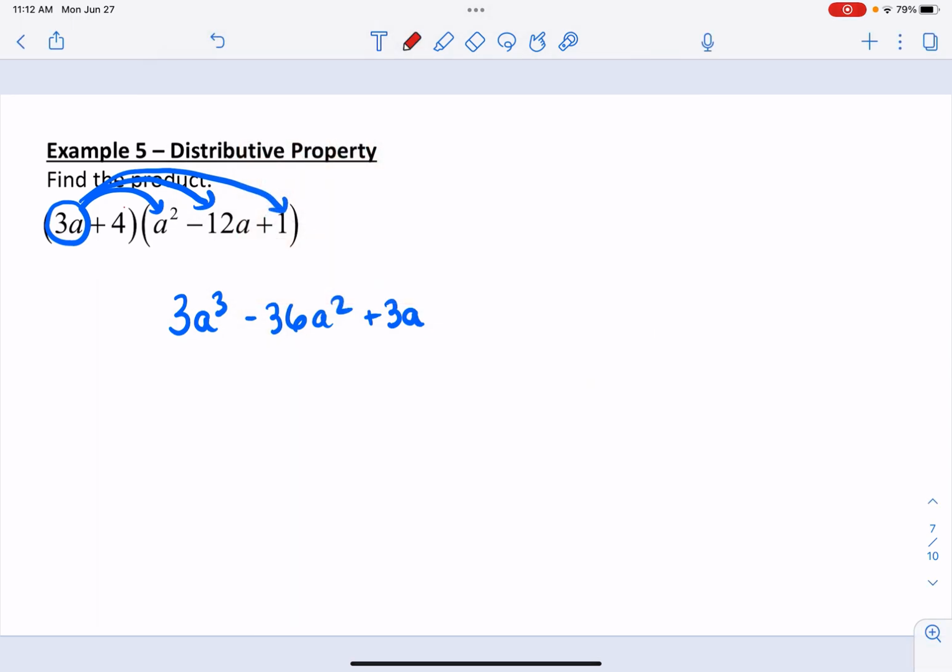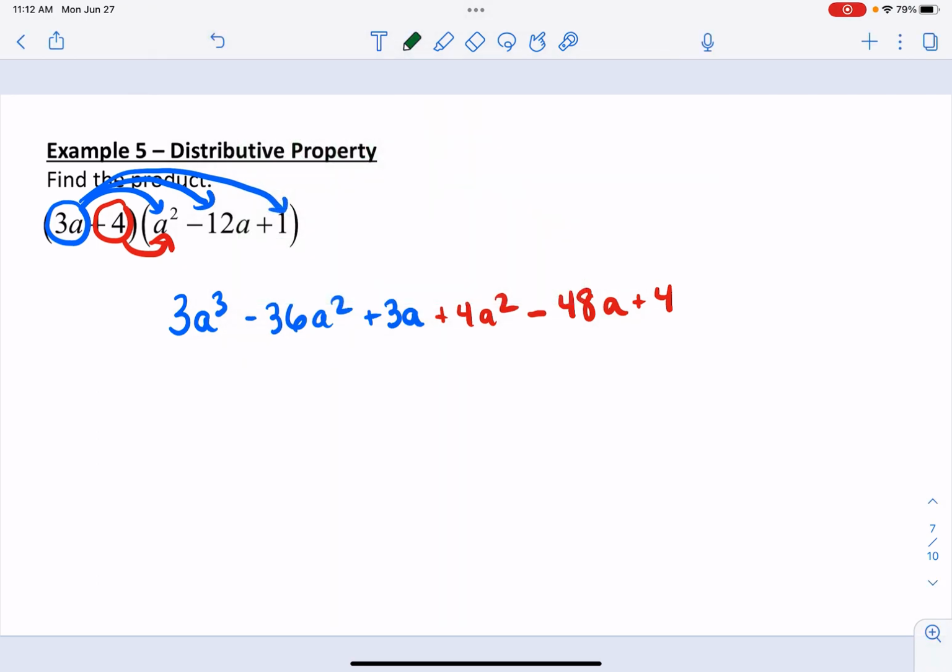Now what you also have to do is multiply the 4 through. So 4 times a, well that is a plus 4a squared. 4 times 12, negative 48a. I just want to confirm that. I don't know why I don't trust myself. And then 4 times 1 is 4.